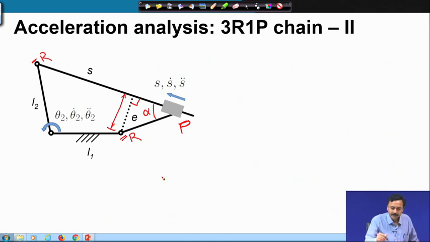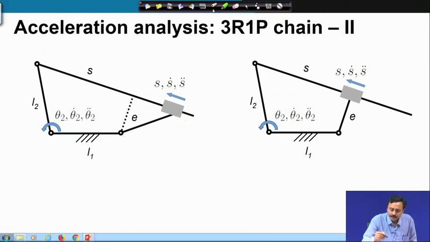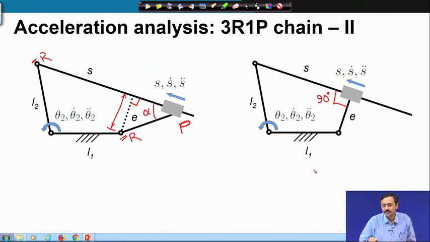Therefore, I can consider an equivalent 3R 1P chain with this angle being 90 degrees. The reason we are doing this is that it simplifies certain expressions, and we can always go from one chain to the other. So, if I know the velocity and acceleration analysis of the chain on the right, I can always recompute the velocity and acceleration of the chain on the left.